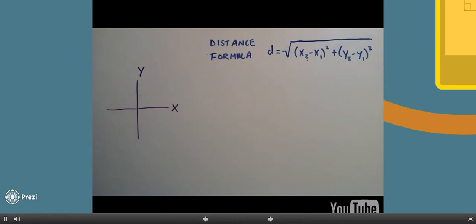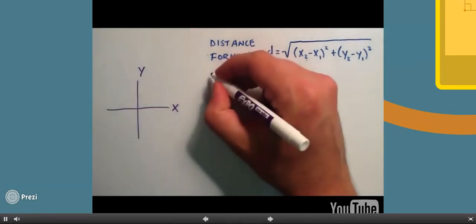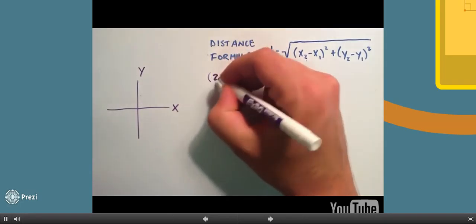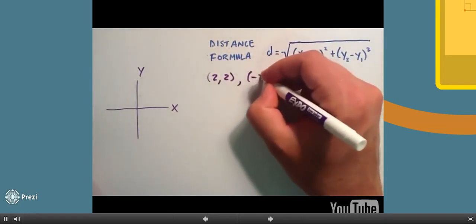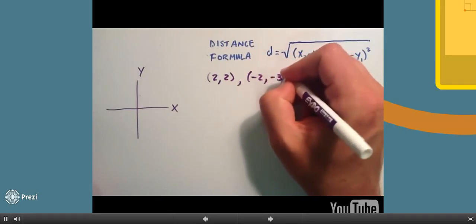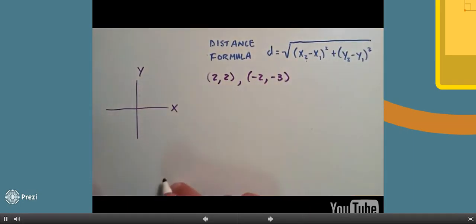So the distance formula tells us the distance between 2 points on an xy plane. So let's say that we have 2 points. Let's say the first point is (2, 2), and the second point is (-2, -3). And we want to find the distance between these 2 points.